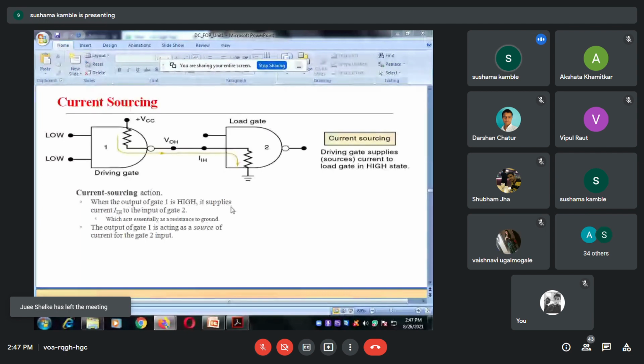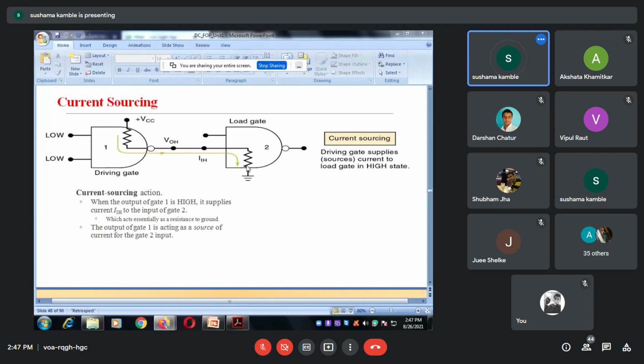Okay, fine. So how does the current sourcing action work? When the output of gate 1 is high, it supplies current, this IIH, to the input of gate 2. So the output of gate 1 is acting as a source of current for the gate 2 input. Got it? Just remember the diagram.